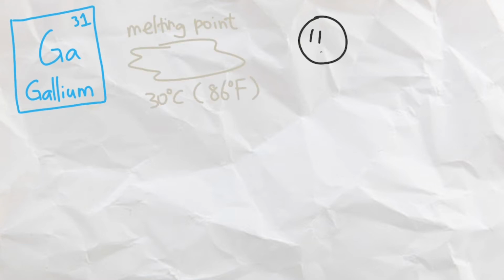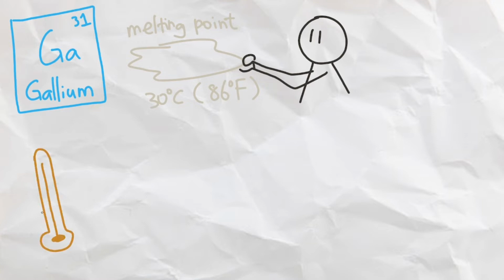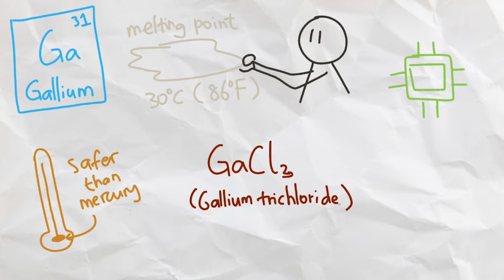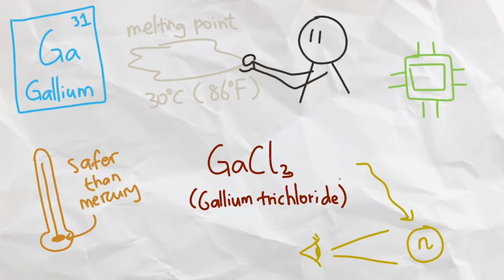To start, we have gallium, a soft metal with a very low melting point, at around 30 degrees, which means that this metal can actually melt in your hand. For this reason, it is most commonly used in thermometers, as it is a much safer material than mercury. Gallium is also used in semiconductors, and gallium trichloride has been used to detect neutrinos at the Gallium Neutrino Observatory.